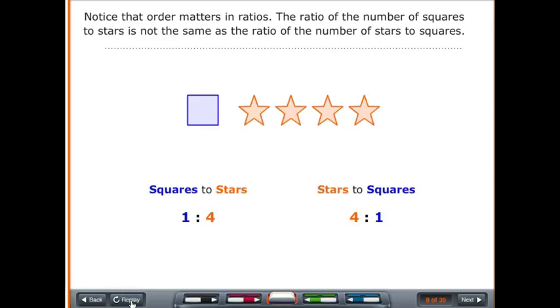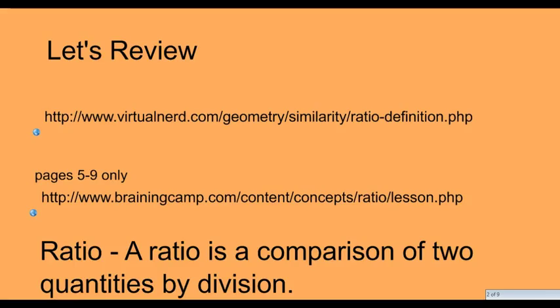Notice that order matters in ratios. The ratio of the number of squares to stars is not the same as the ratio of the number of stars to squares. So remember, a ratio is just a comparison of two quantities or numbers by division.